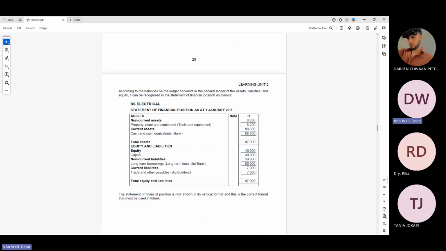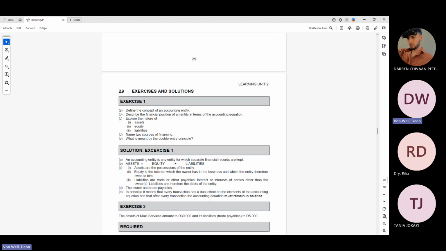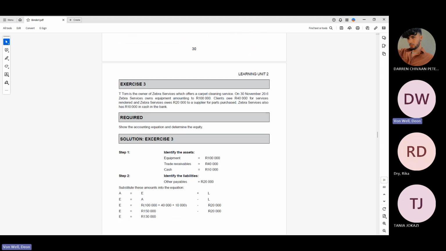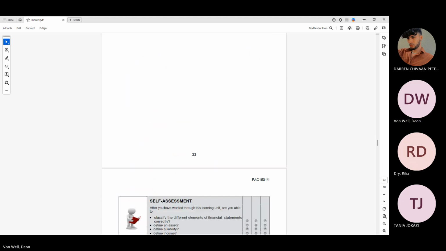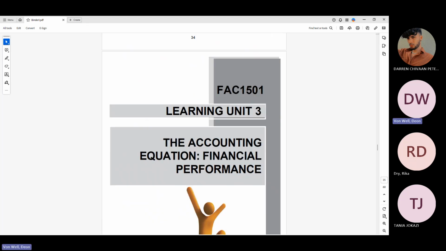That, I think, is Learning Unit 2. Let's quickly jump to Learning Unit 3. In Learning Unit 3, we again say accounting equation, but then financial performance. And performance means, am I making a profit? How is the business performing? Is it making profits or is it making losses?